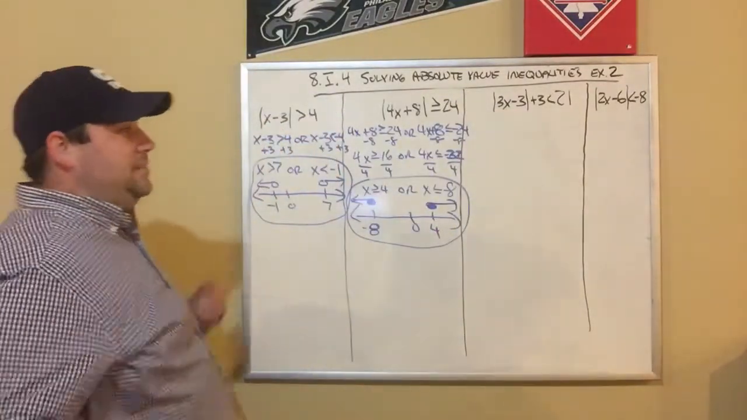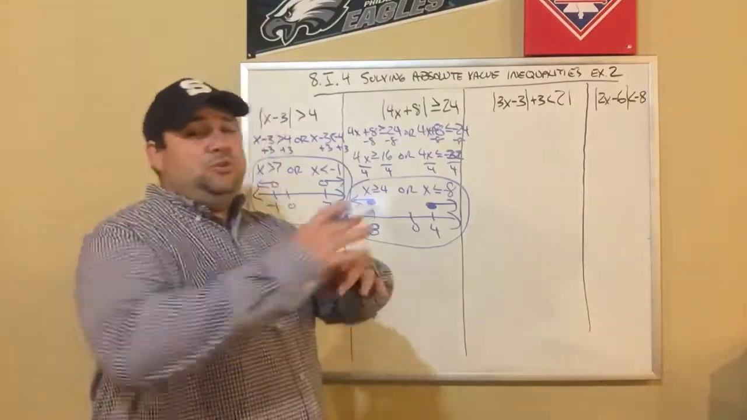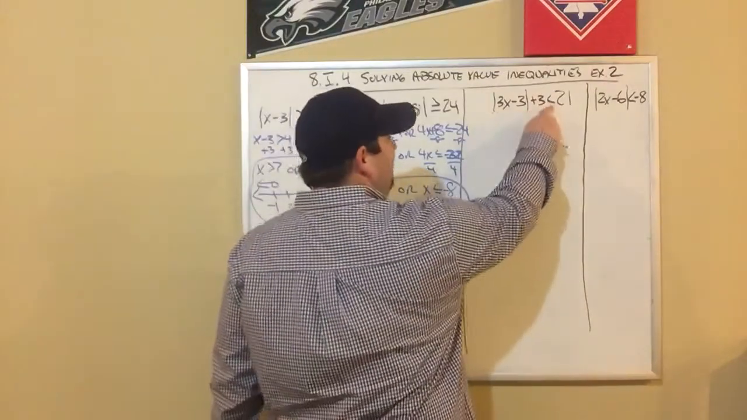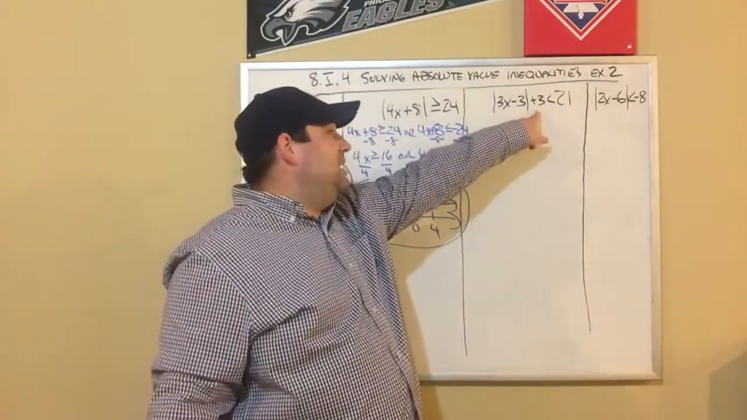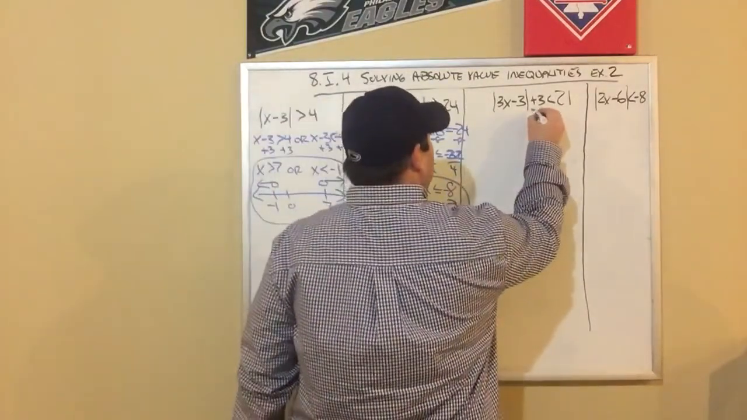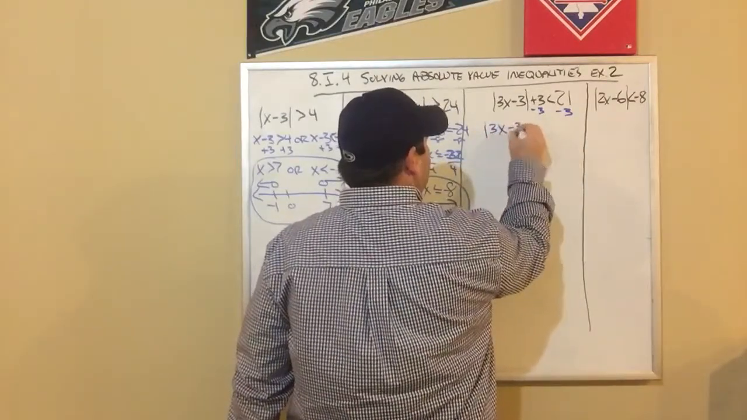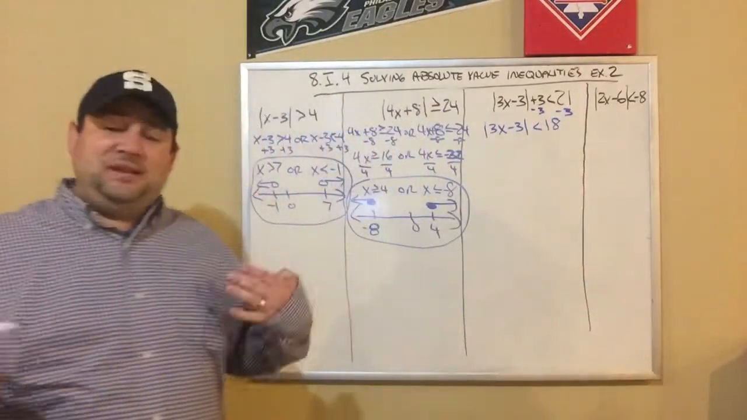3x minus 3, the absolute value of that, plus 3 is less than or equal to 21. So this one you cannot split right away because you don't have absolute value and then the inequality symbol. We've got this plus 3 here. You got to get rid of that first before you can split it. So I'm going to subtract 3 from both sides. Now I've got the absolute value of 3x minus 3 is less than or equal to 18. And now I can split it into 2.